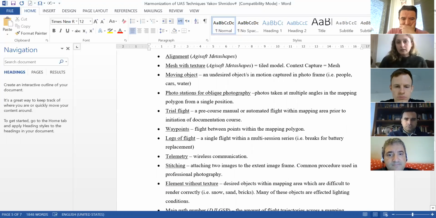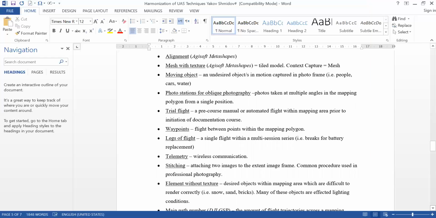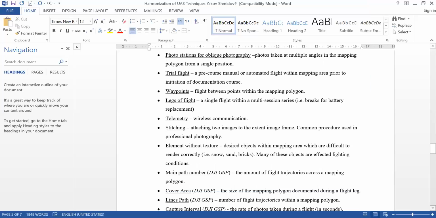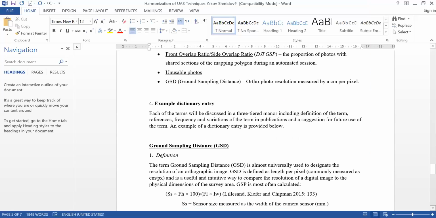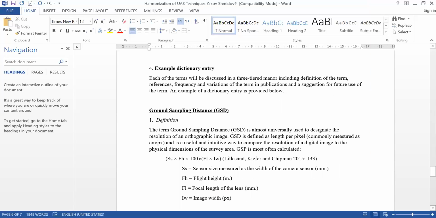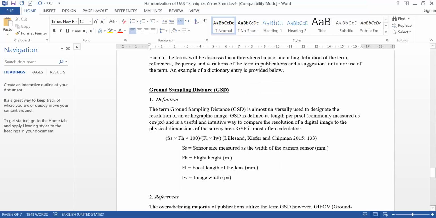Now here, there are, of course, several very similar terms. Sometimes they refer to slightly different tasks. Sometimes they are in line, but we still have several terms to describe the same stuff. The example of how we want to treat our glossary is here. For instance, ground sampling distance. Okay, so here Yaakov gave an example, and we now have a bunch of them.